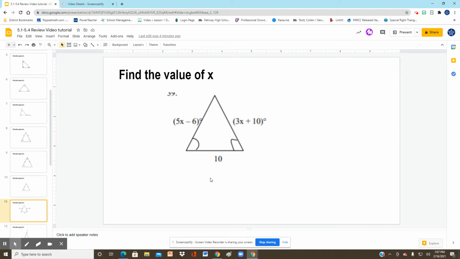Next slide here, we have another isosceles triangle. Looking right at it, I can see I have these two curve markings. So again, remember that this is almost like a flashlight. That gets a tick mark on that side, and this side gets a tick mark. How would I solve for x? Well, since we have the two sides congruent, I'm going to put them equal to each other. So I have 5x minus 6 equals 3x plus 10. And then again, we combine our like terms, get x to one side, and solve.